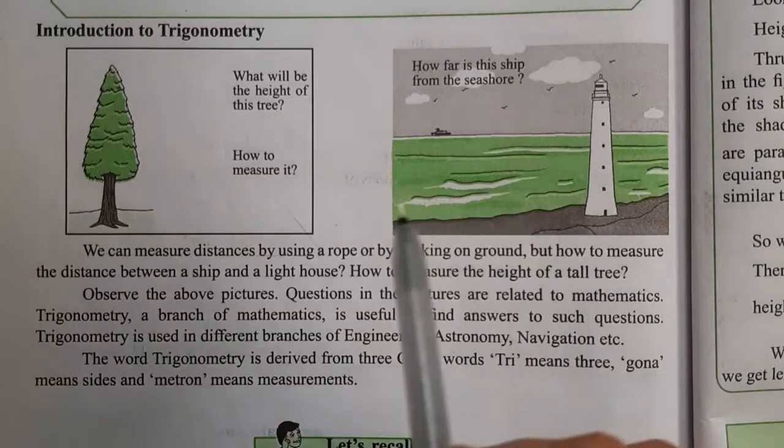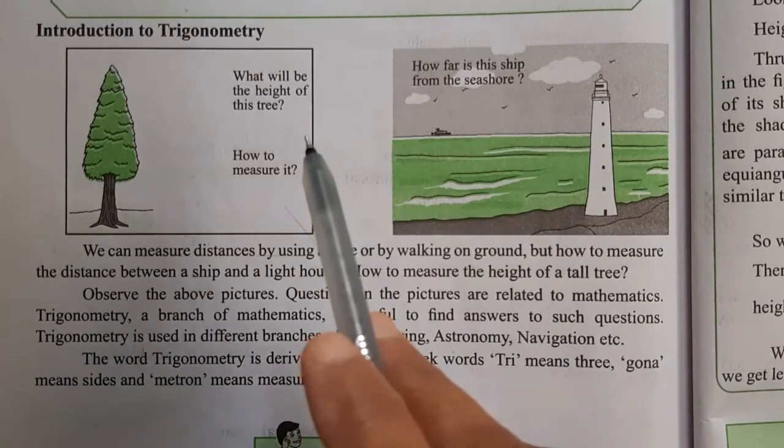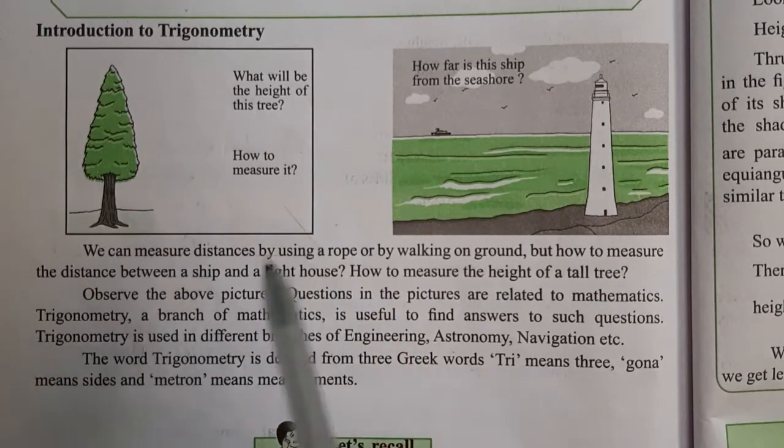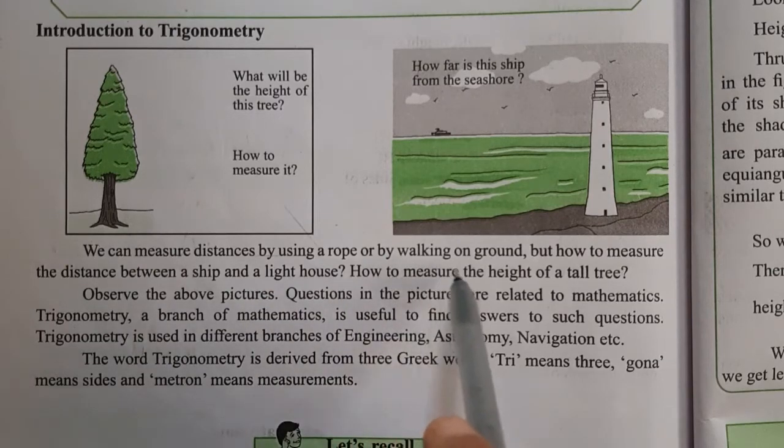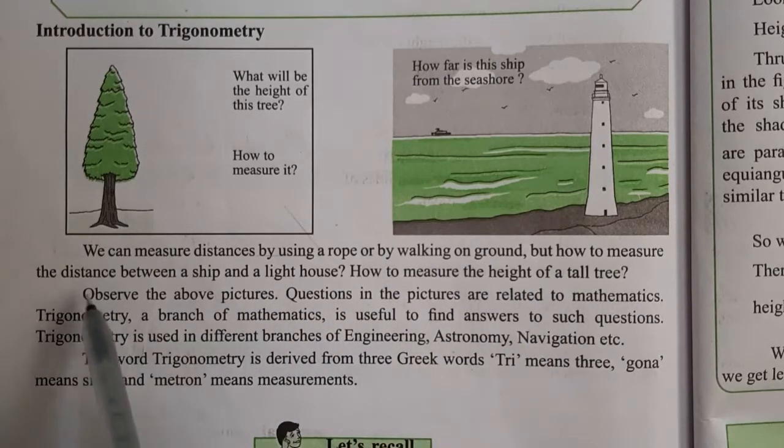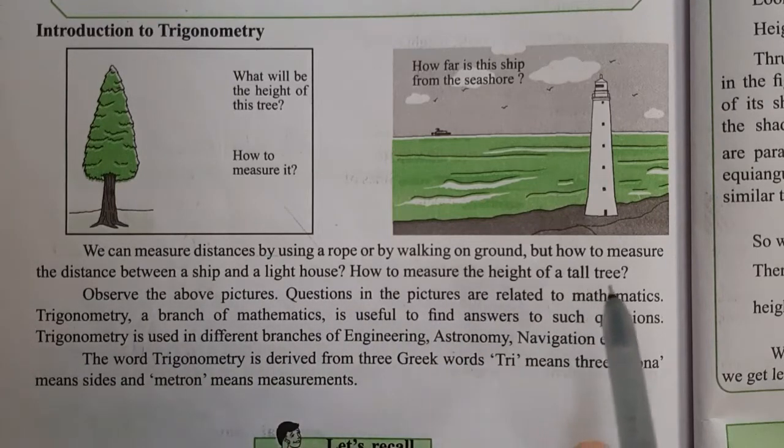Now look at the diagram. Here it is given: what will be the height of this tree, how to measure it? We can measure the distance by using a rope or by walking on ground, but how to measure the distance between a sheep and a lighthouse? How to measure the height of a tall tree? Observe the above picture. The questions in the pictures are related to mathematics.